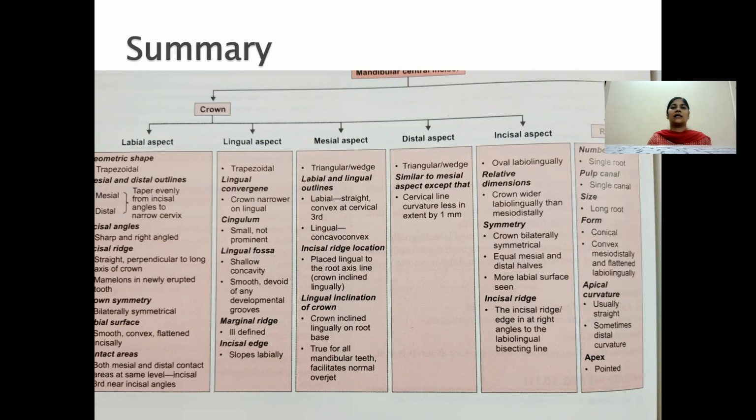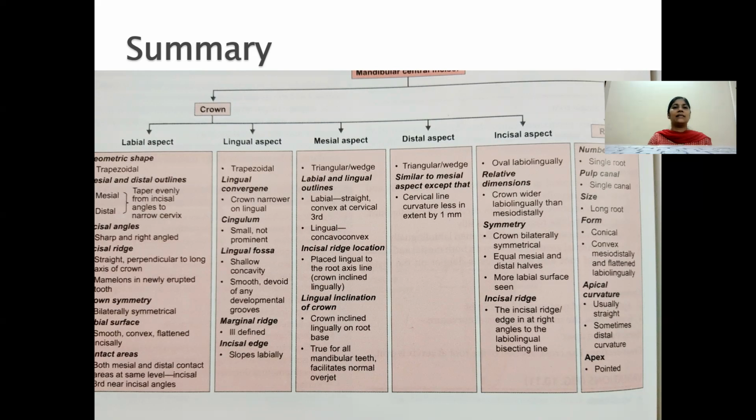Distal aspect: all the features are similar to the mesial aspect, but some exceptions are there. The cervical line curvature is less in extent by 1 mm. The mesial aspect is 3 mm and the distal is only 2 mm. Incisal aspect: it is oval labiolingually. Coming to the relative dimensions, the crown is wider labiolingually than mesiodistally. The crown is bilaterally symmetrical. Equal mesial and distal halves can be noted. More labial surface is seen. The incisal edge is at right angles to the labiolingual bisecting line.